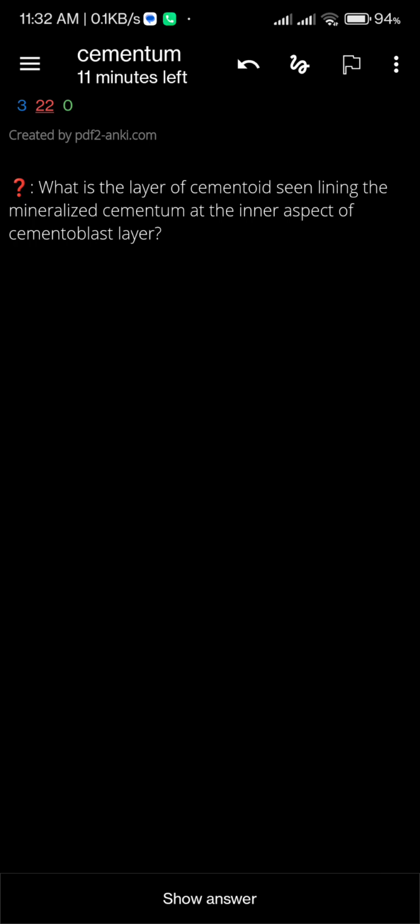So what is the layer of cementoid seen lining the mineralized cementum? The cementoid is seen lining the inner aspect of the mineralized cementum, at the inner aspect of the cementoblast layer. It is less distinct and even absent in comparison to cellular cementum.